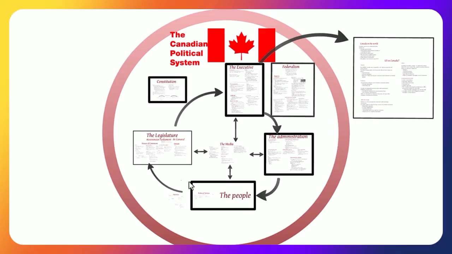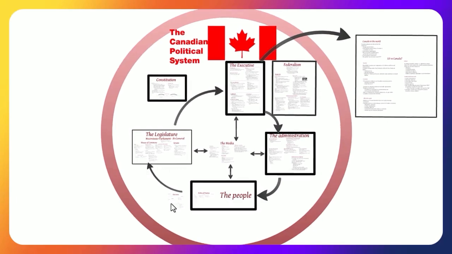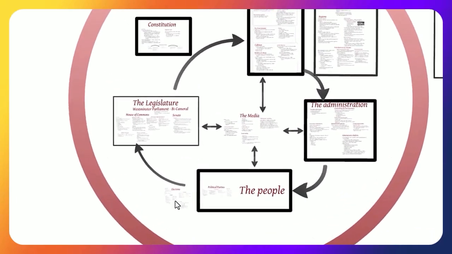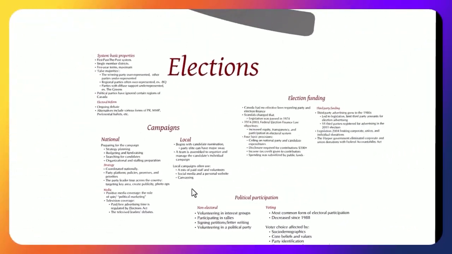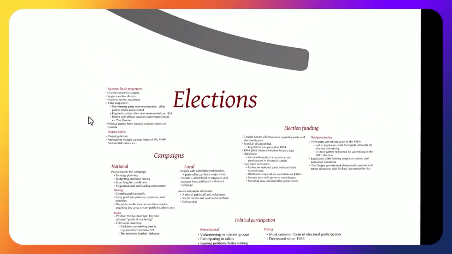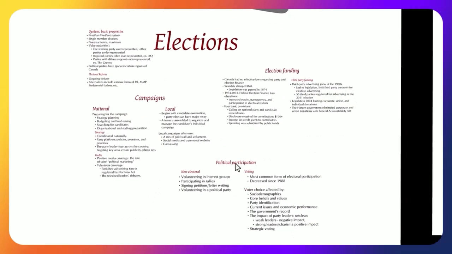This video is part of the series on the Canadian political system, and in this one I am going to focus on this area which connects the people most directly to the legislature, namely elections. I'm going to talk about basic properties of the electoral system, campaigns on the national and local level and election funding, and I will finish with some words on political participation and turnout and such.